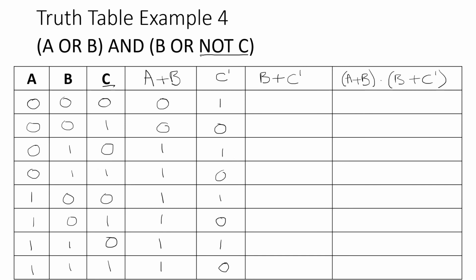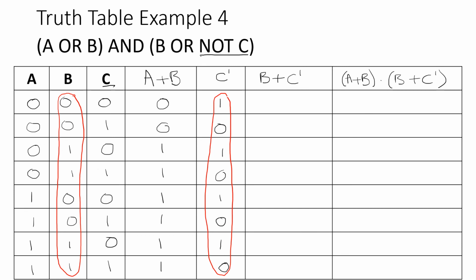Next, I'm going to do B or not C. So for this, I'm going to start highlighting the columns because this is easy to get confused at this point. I want column B, and I want column not C. Those are the 2 columns I'm going to be working with. You can put your fingers on those 2 columns as you work down the column. I find that helps me. So B or not C.